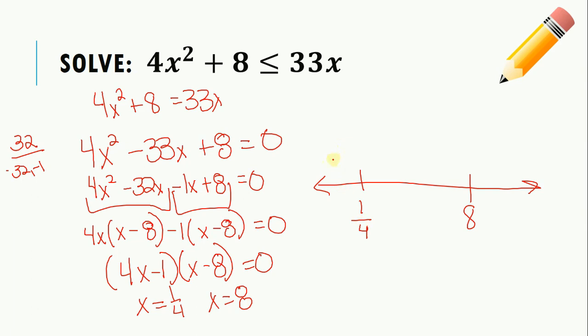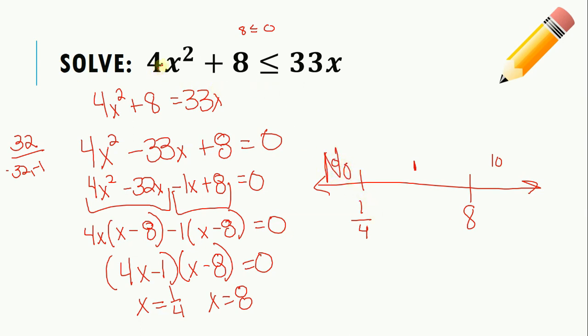Let's pick a couple of test points. So I got a 0 there. We can pick 1 there. And then let's go 10. So let's put 0 in. 8 is less than or equal to 0. Well, that's definitely not the case, right? 8 is not less than 0. So this is a big giant no.